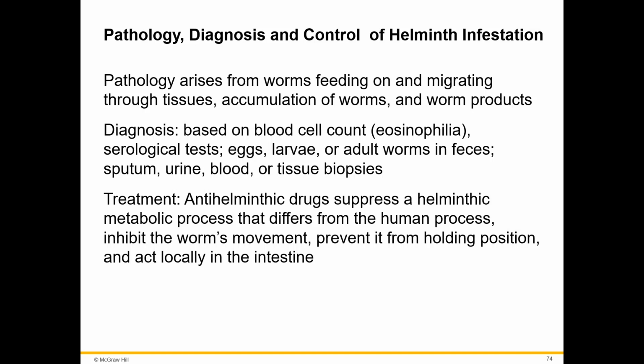How do you diagnose some of these? You can do a blood cell count, which we refer to as eosinophilia. You can do serological tests. You can also just notice the eggs and larvae, or even adult worms in fecal samples, in the sputum, in urine, blood, or even in tissues after doing a biopsy.